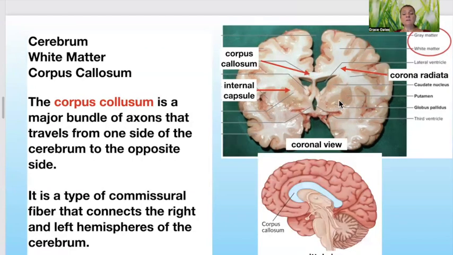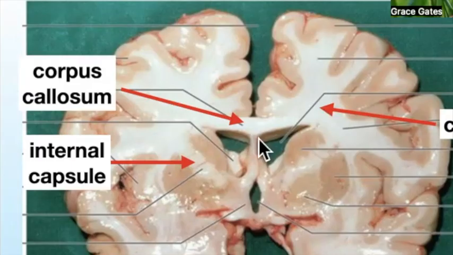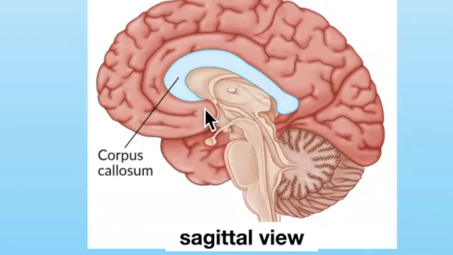The corpus callosum is a major bundle of axons that travels from one side of the cerebrum to the other side. It's a type of commissural fiber that connects the right and the left hemispheres of the cerebrum. And here it is in the picture. This is a coronal view, and we can see that it's going across from the right hemisphere to the left hemisphere. And when we look at it in a sagittal view, we see that it actually is very large. It makes a big sort of hook shape in the center of the brain, connecting the 2 hemispheres.